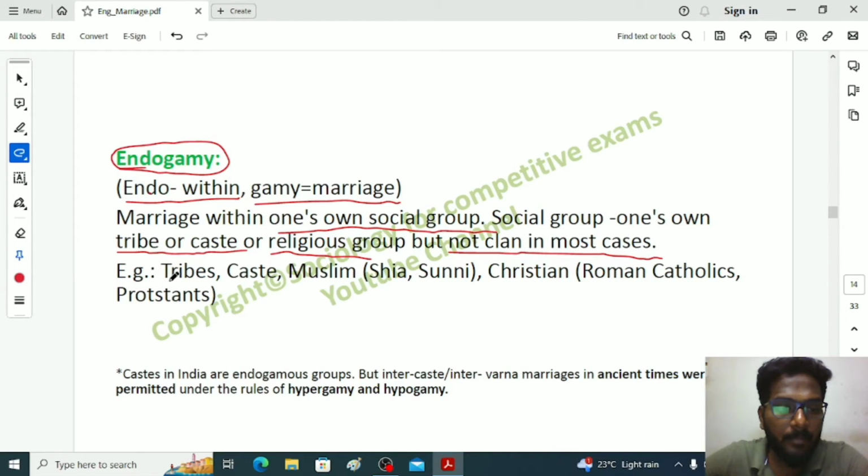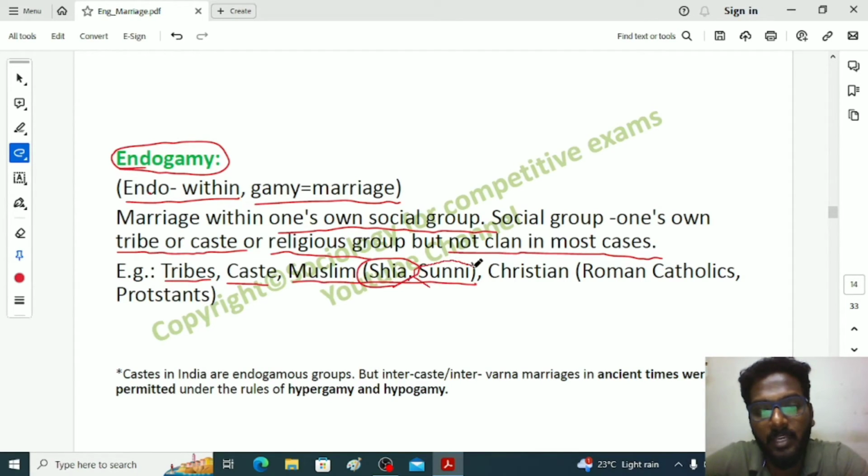For example, in endogamy, one individual from the tribe will marry only within the tribe. Caste people will marry only in the same caste. In the Muslim community, we have 2 different sects, Shia and Sunni. Shias will marry only Shias. Sunnis will marry only Sunnis.